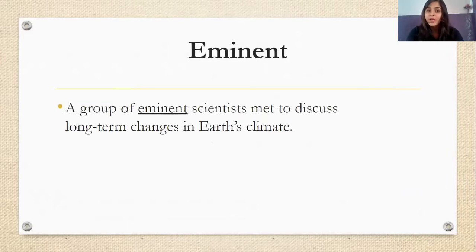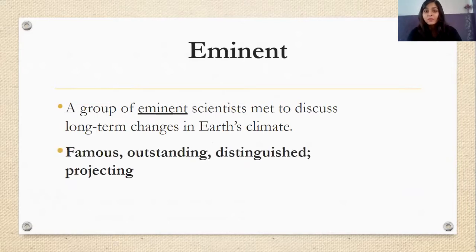Now eminent. Let's make a sentence out of eminent. A group of eminent scientists met to discuss long-term changes in Earth's climate. Now what do you mean by eminent? Eminent means famous, outstanding people. The people that you know very well can be actors, footballers, cricketers. These people we know very well, right? And we can distinguish. If you put a Virat Kohli's photograph, the people will say that he's Virat Kohli, he's a cricketer. Or if you put another footballer like Ronaldo, they will say he's a footballer. So we can distinguish between them, and we can look at them and know who they are. So they're so famous.